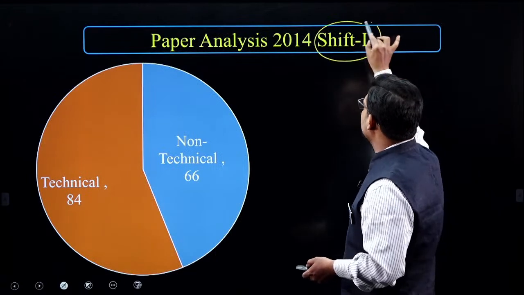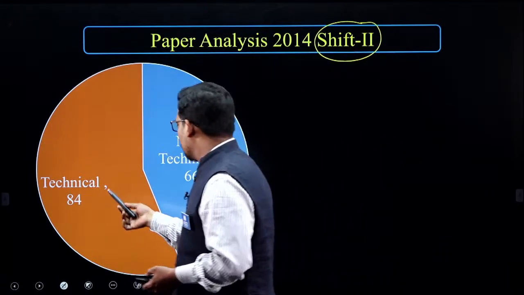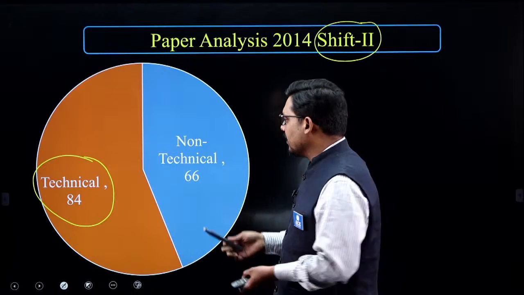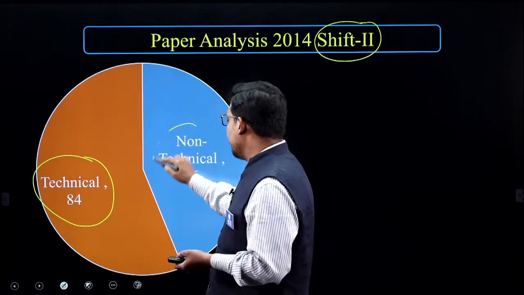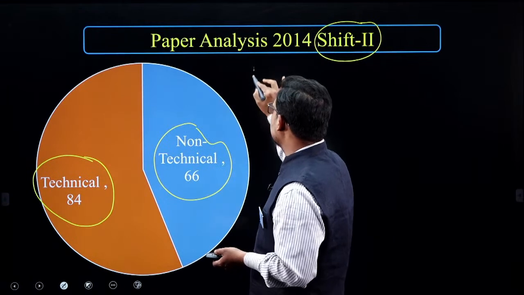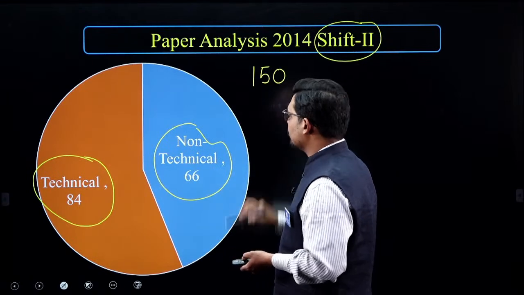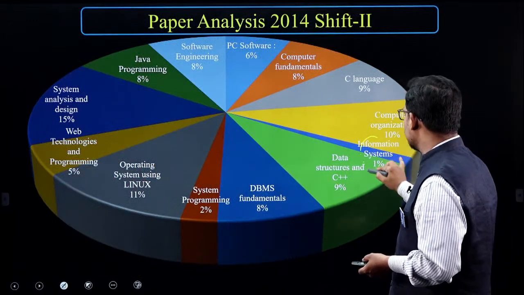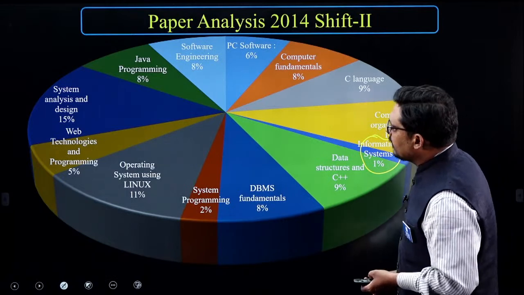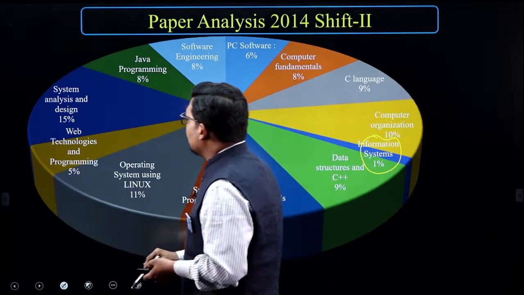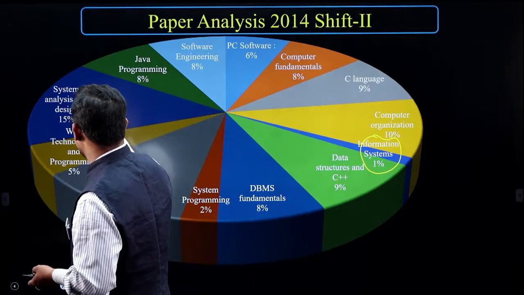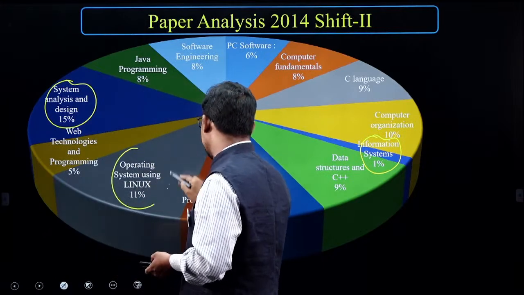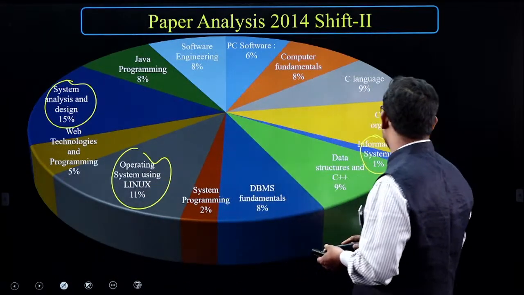Similarly, in shift 2, this paper says that there are 84 technical questions, not 100, and we need to see the notification of that time, but since the paper is available, we can analyze it, and non-technical questions are 66. This distribution is for the 150 questions. Again, let's analyze the weightage: information system is still 1%, system analysis and design is 15%, web technology and programming is 15%. Operating system is like 11%, so that is fixed.